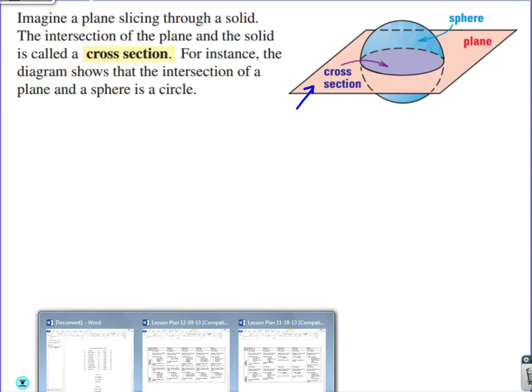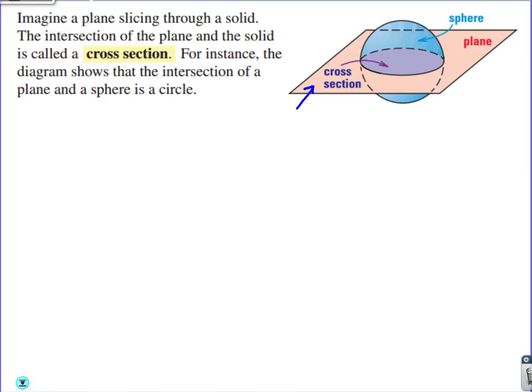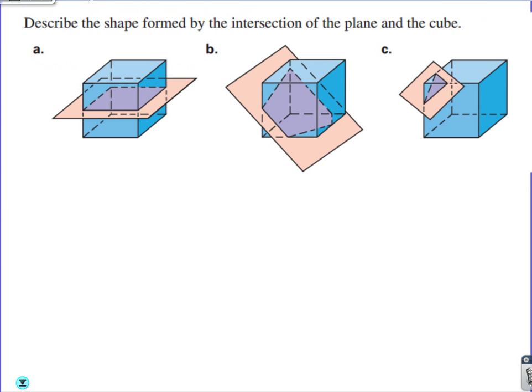So that's what a cross section is. Describe the shape, and here they're wanting you to imagine the cross section. They took a cube. Describe the shape formed by the intersection of a plane and a cube. The first one, now if it's a cube, careful, it's a cube. The first one will be a square if you go parallel with the base, which would be horizontal. You do a horizontal cross section, it would be a square.